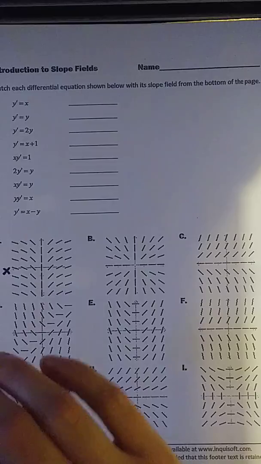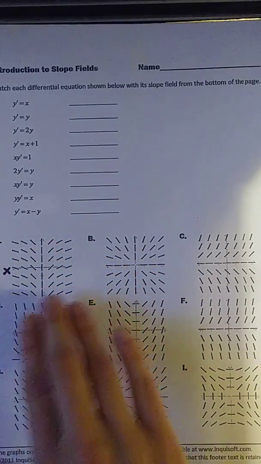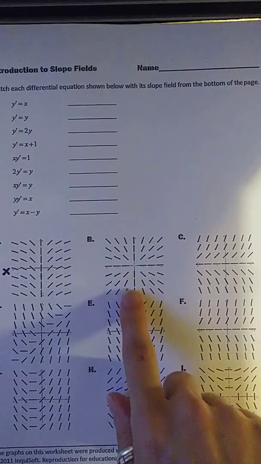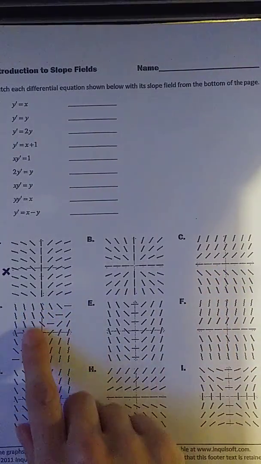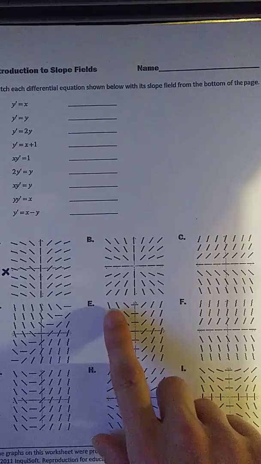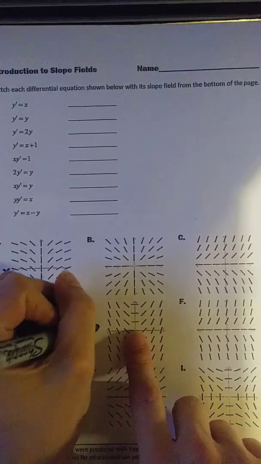Let's take a look. Once we know what it looks like to have only an x variable, let's go ahead and find all the ones that only have an x variable. So this one changes up and down, so I don't care. This one changes up and down. We'll skip that one. This one changes up and down. Over here, all the same up and down. For every single x value, it's all the same up and down. That means this one only has an x value.